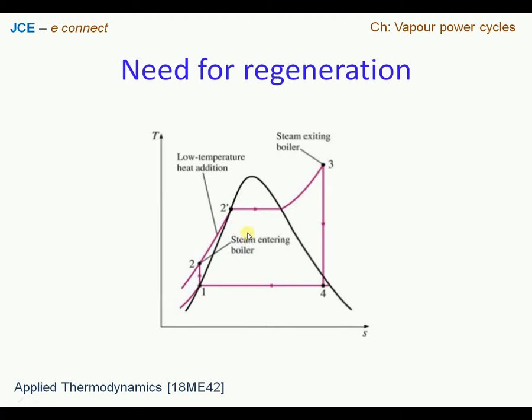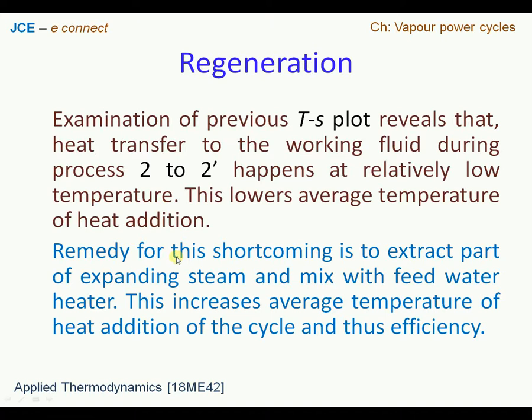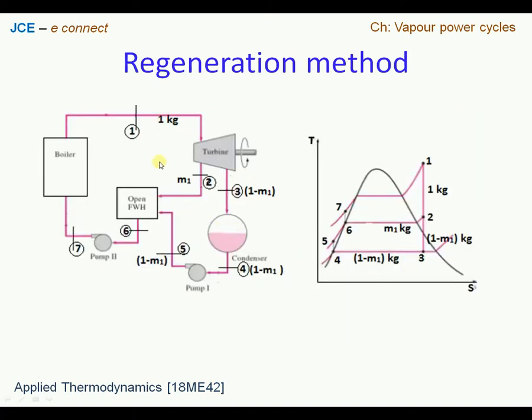Let us look at the component arrangement. So here we have the component arrangement. This has been discussed now. So we have a turbine, and let's say that 1 kg of steam is being supplied to the turbine, and from this 1 kg of steam, some part of the steam after partial expansion is extracted, and that partial extracted steam is now named m1 kg at section 2, and this is directed to a device called a regenerator.